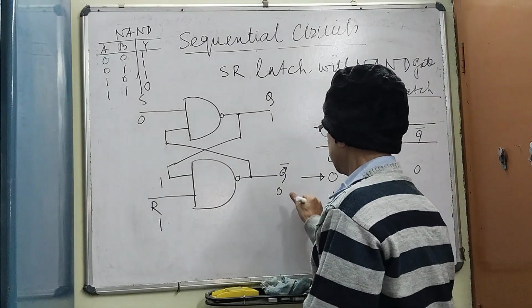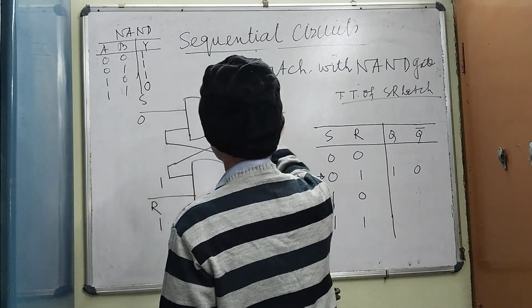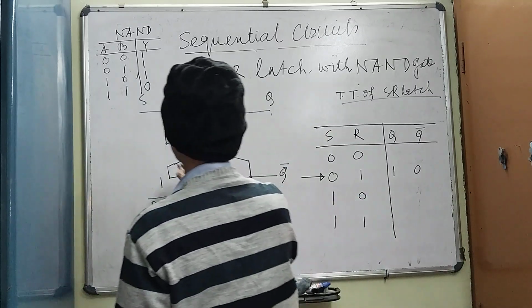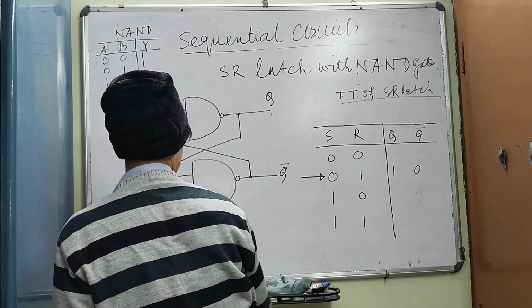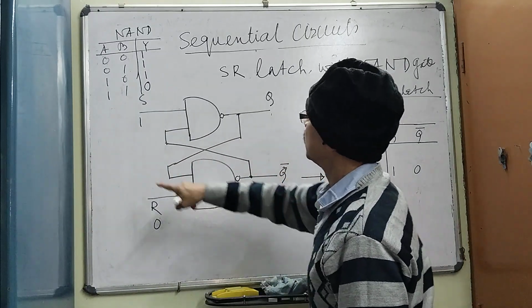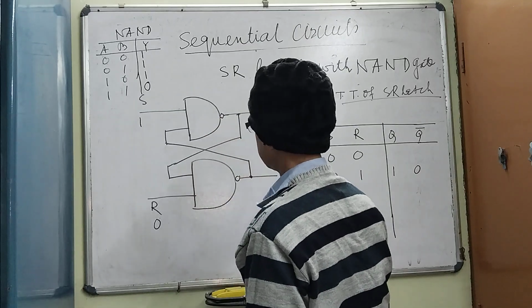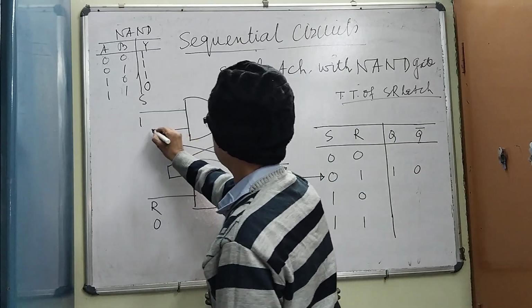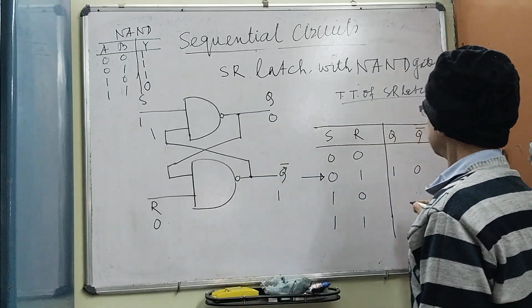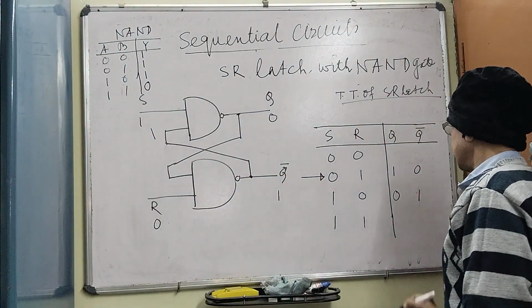Next, the opposite: S equal to 1 and R equal to 0. Anyone is 0, then the output is 1. So here is the 1, this 1 moves here, 1 1 means 0. So Q equal to 0 and Q bar equal to 1.